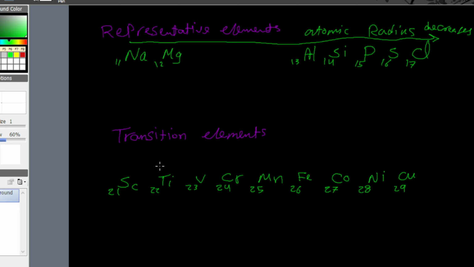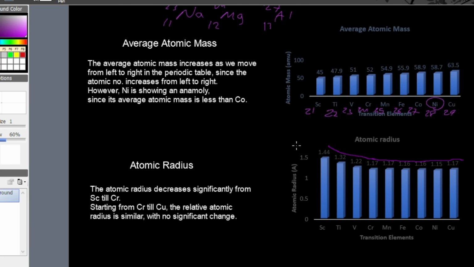The same trend can be seen in transition elements. So as we can see here from scandium till chromium, the atomic radius of scandium should be higher than copper, because the effective nuclear charge of copper is higher than the effective nuclear charge of scandium. So atomic radius decreases as well, right? But there is a relative or nearly no change in the atomic radius starting from chromium till copper, and I'll tell you why.